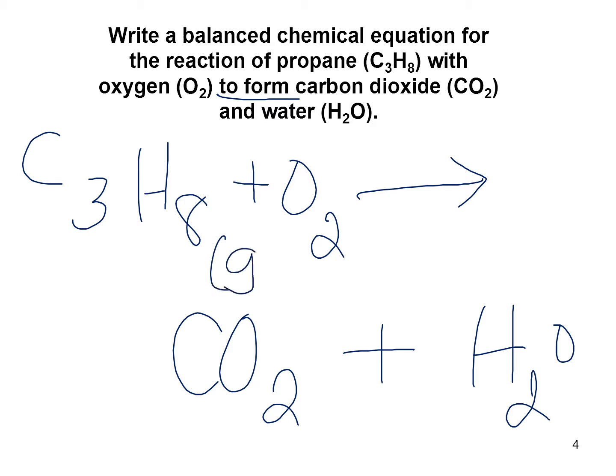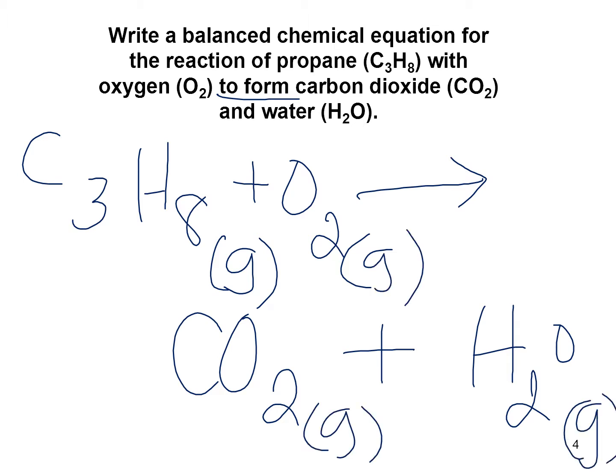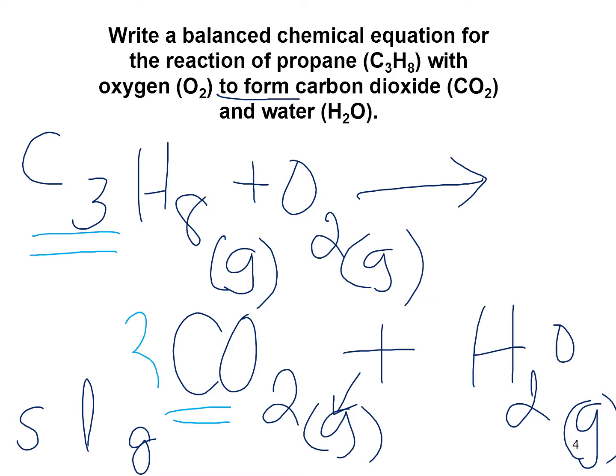Now propane is a gas, oxygen is a gas, carbon dioxide is a gas, and water is a gas. So we show the states like this: solid, liquid, gas within brackets. The next step is to do sort of the computation. There are 3 carbons on this side. Look at the number of carbons on this side. There's only 1. So to rectify that, I'm going to put a 3, a coefficient, in front of the carbon dioxide.